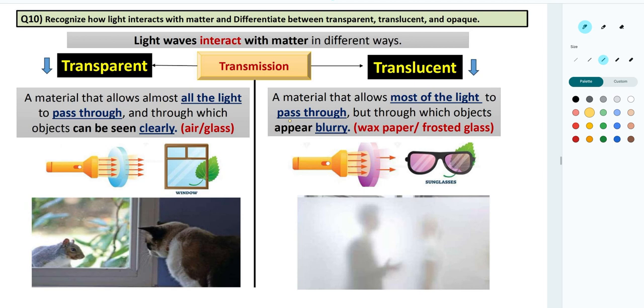We are going to go ahead and look at the next outcome, which is to recognize how light interacts with matter and differentiate between transparent, translucent, and opaque.